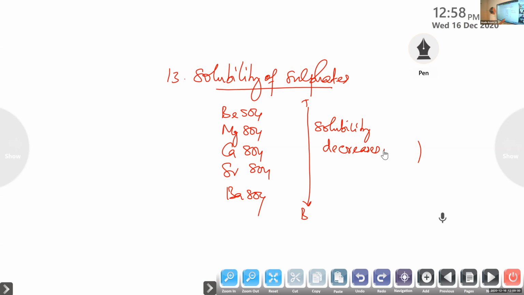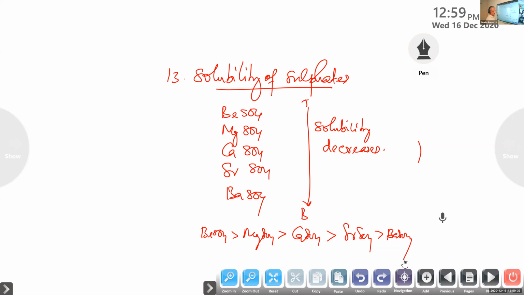So the solubility will be in the order beryllium sulfate greater than magnesium sulfate, greater than calcium sulfate, greater than strontium sulfate, greater than barium sulfate. That is the order of the solubility. Beryllium sulfate is the most soluble, while barium sulfate is the most insoluble. It will be precipitated.